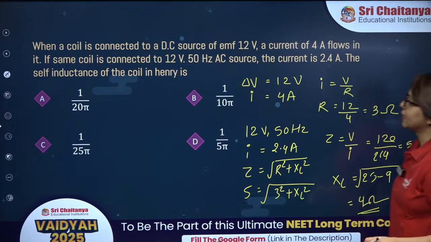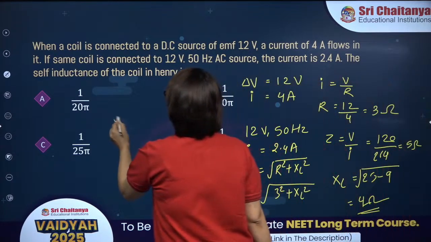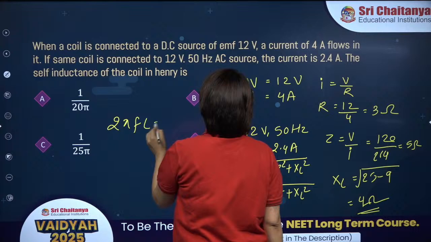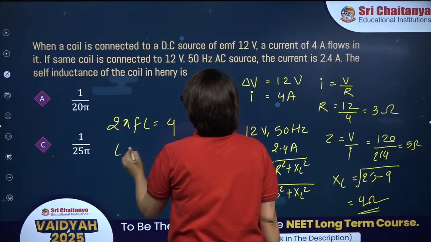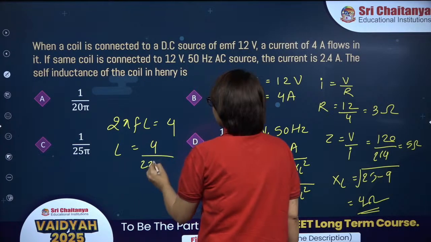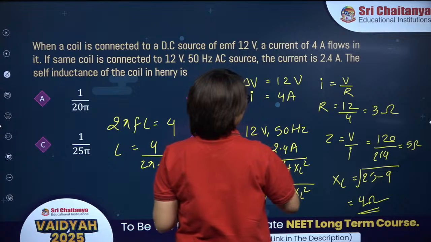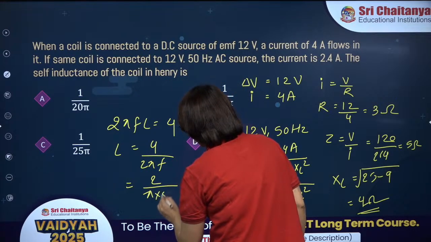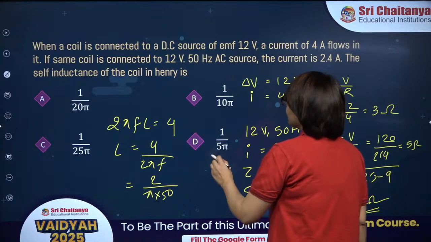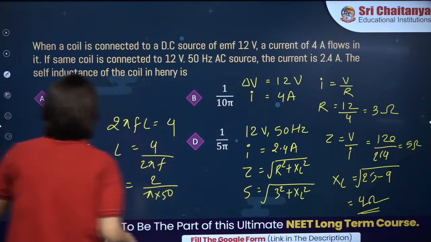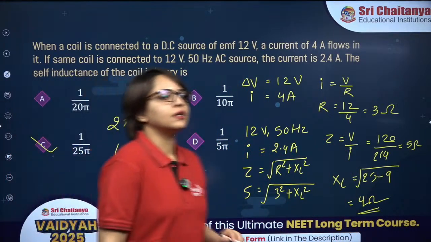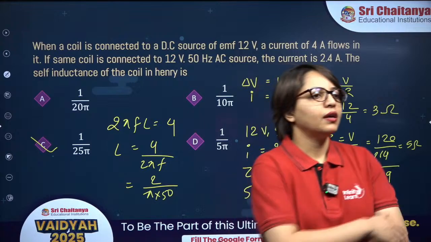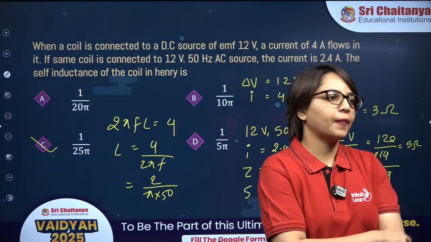So this is XL. But what is XL? It is 2 pi f L and it should be 4. So L will be 4 upon 2 pi f. Frequency over here is given as 50 hertz. So it is 2 upon pi into 50, which is 1 upon 25 pi, which is option C. Yes, it is nothing but option C.